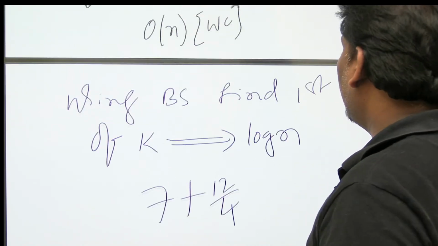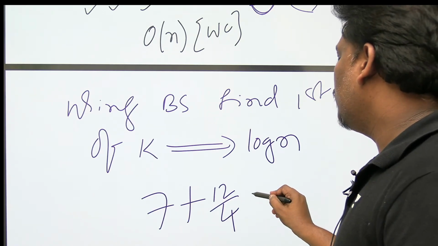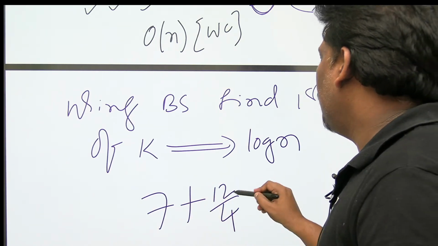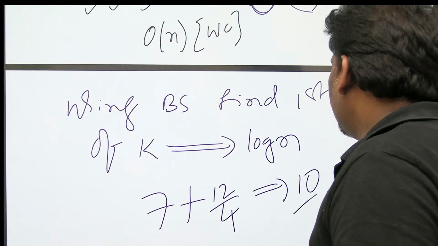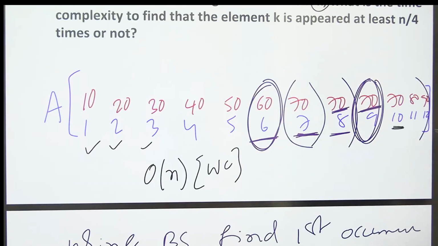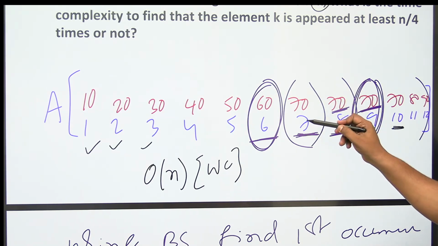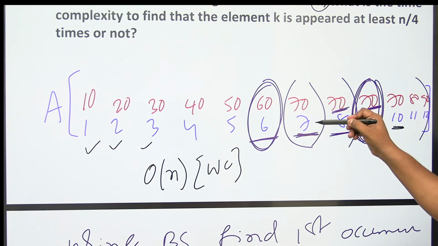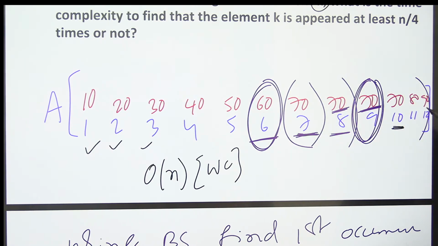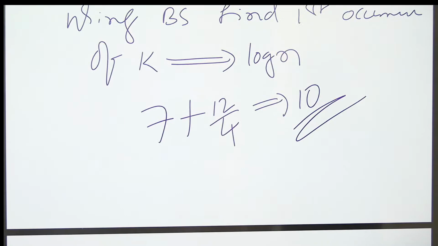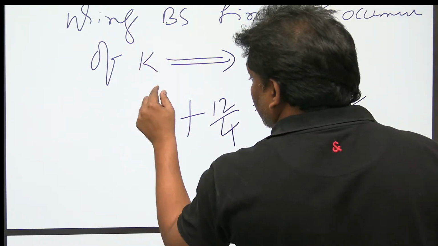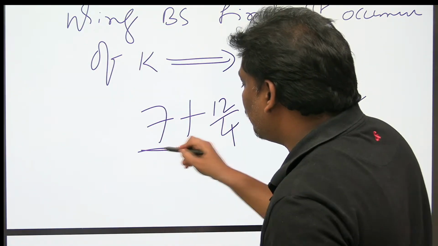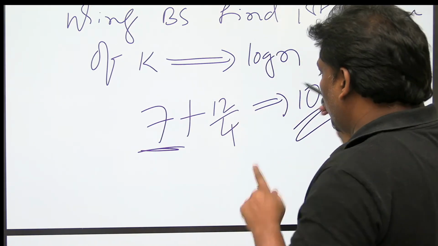Now just check: at the 10th place is your element also there or not? Yes. So the 7th place is 70, it's okay. For that 7th place, add n by 4. The 10th place also has 70, an indication that it is at least n by 4 times repeating. After getting the first occurrence of k at index 7, to that add n by 4. You got 10.